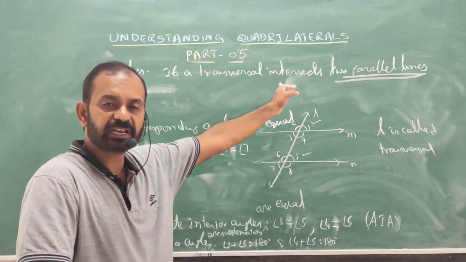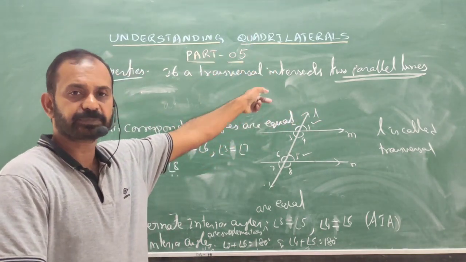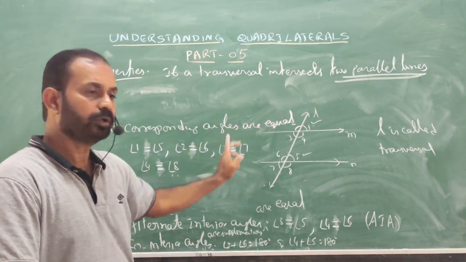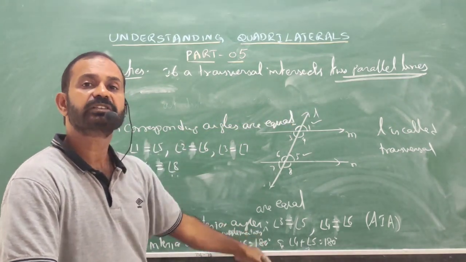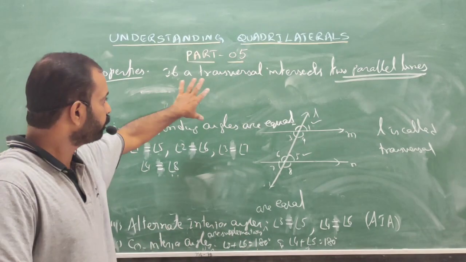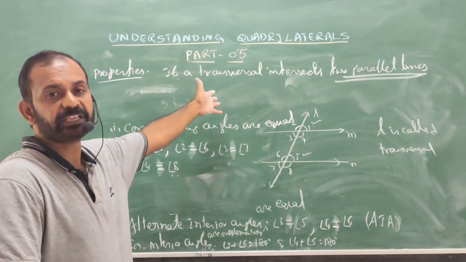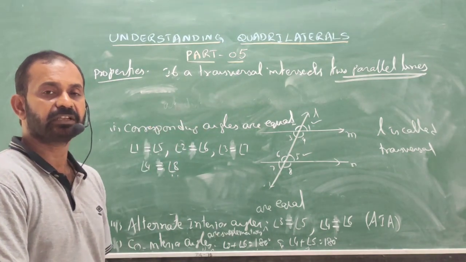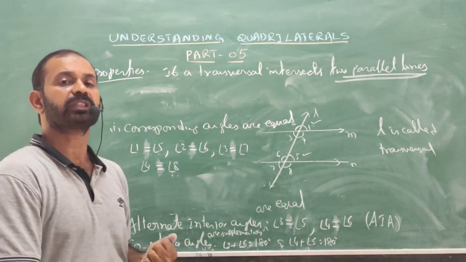When a transversal intersects two parallel lines, corresponding angles are equal, alternate interior angles are equal, and co-interior angles are supplementary. So I hope we have recalled the properties of transversal from your lower classes. Now let me proceed to the exercise.